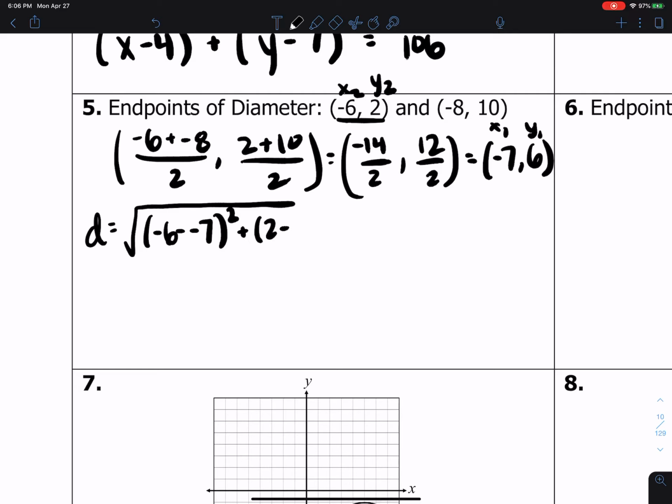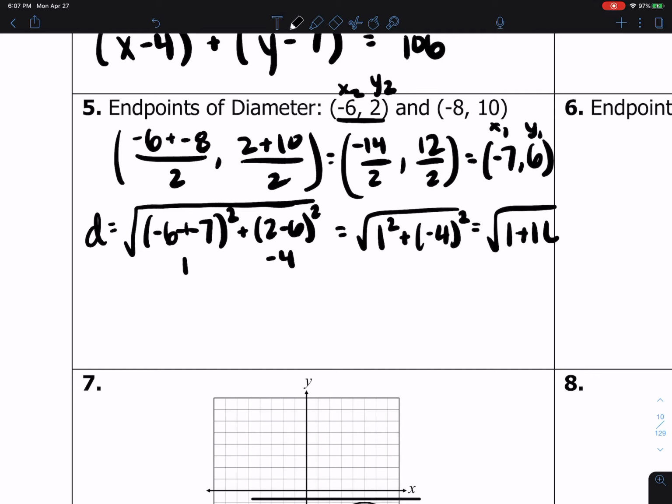So then we'd have 2 minus 6 here. So this is -6 plus 7, which is 1, and this is -4. So that would be the square root of 1 squared plus -4 squared, which is the square root of 1 plus 16. Remember, when you square a negative, it's always positive because it's -4 times -4. So that tells us that the radius is the square root of 17.